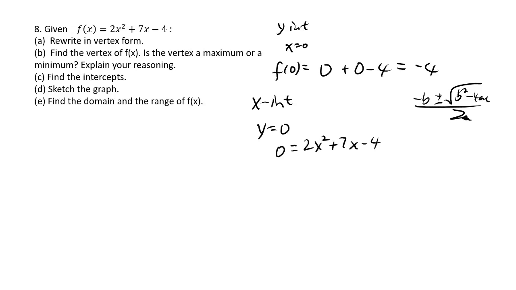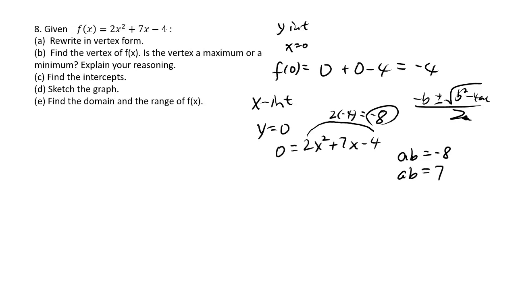But another nice technique is, because often this gives you a huge value, to factor by grouping. The way you factor by grouping is you multiply the first and last, and 2 times negative 4 gives you negative 8, right? This will be the product of two numbers that you want. So I want two numbers that multiply to negative 8 and add to positive 7.